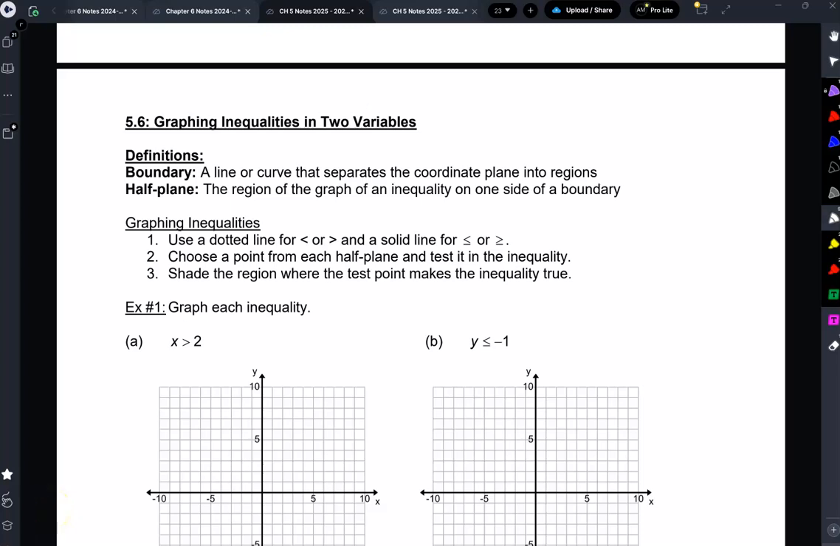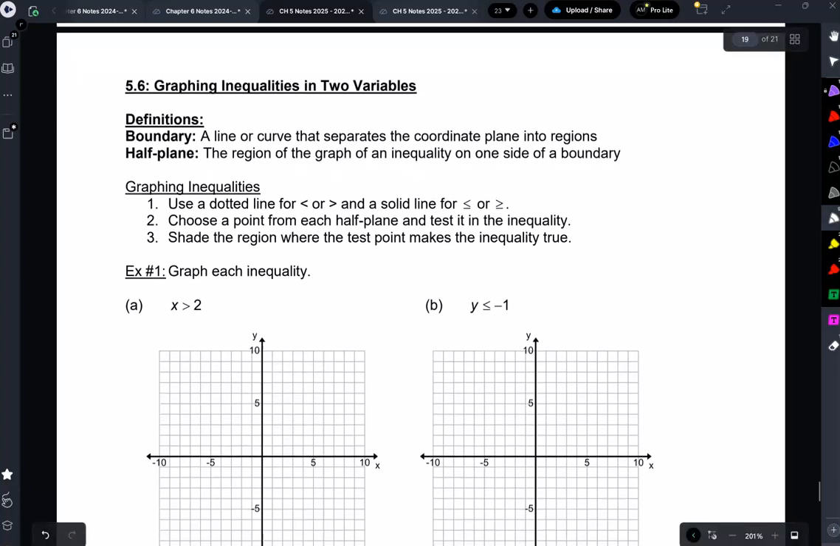Hey guys, so we're going to do lesson 5.6 today, and then it's going to be combined with chapter 6 for the quizzes and the tests. Okay, so in this one, we're going to graph again, but they're going to be inequalities, right? So when we do that, there's going to be a couple of things that are going to be different.